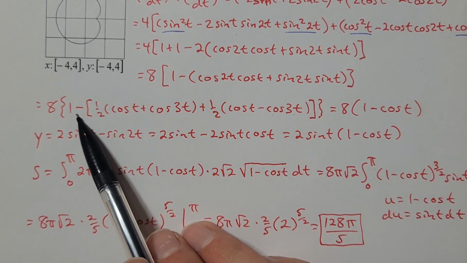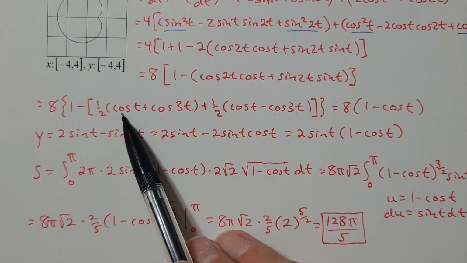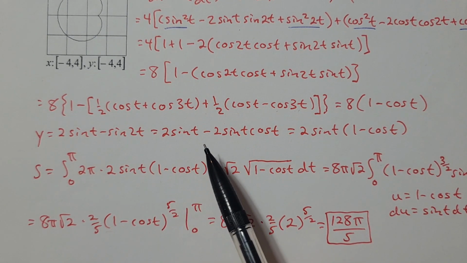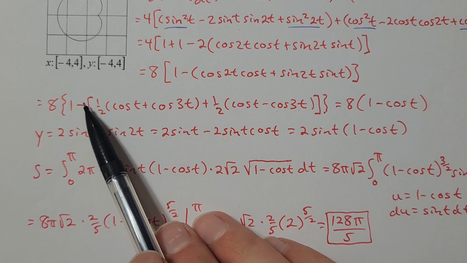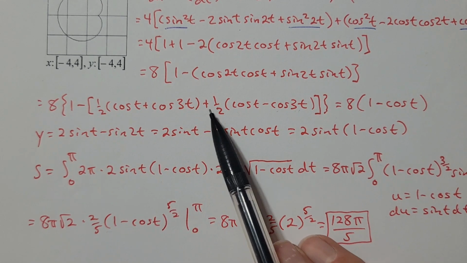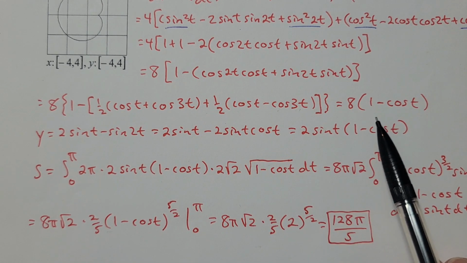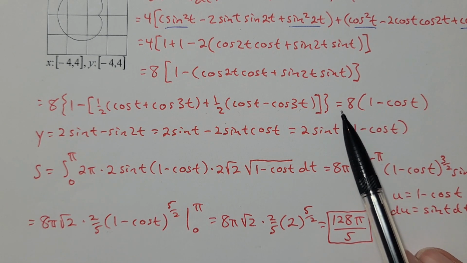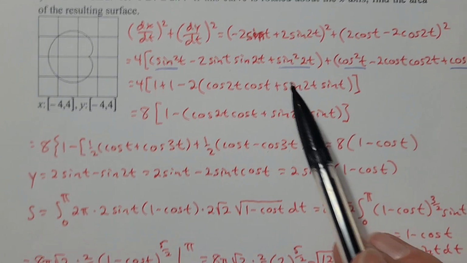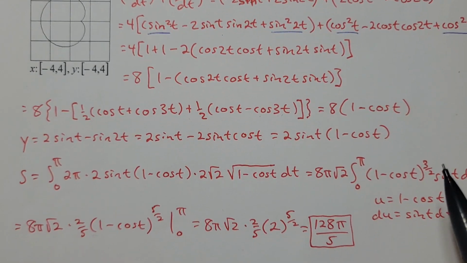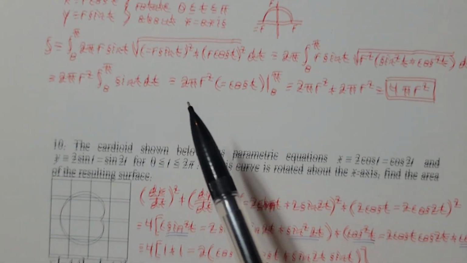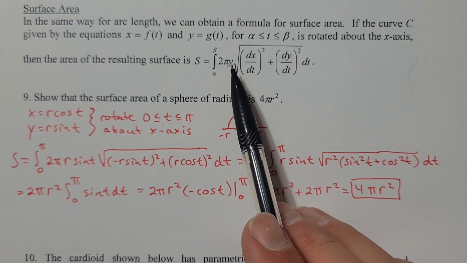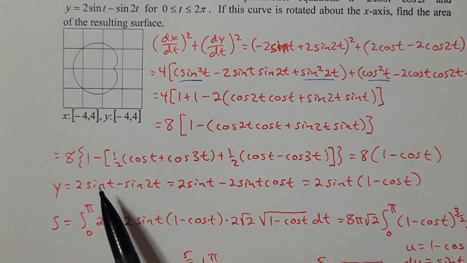Okay, and then here's 1 minus 1/2 cosine t, and then we got a minus, it's going to come in there, 1/2 cosine t, that's minus cosine t, 1 minus cosine t, times 8. Okay, so that's what this guy simplifies down to be. Now also in this formula here, we've got y. Let me go ahead and simplify y.